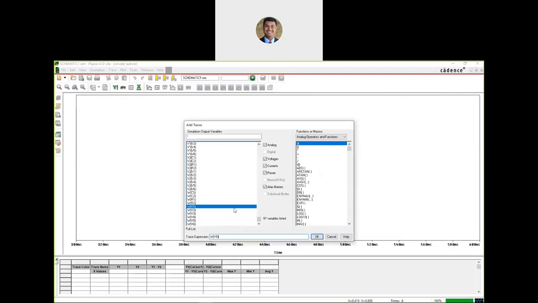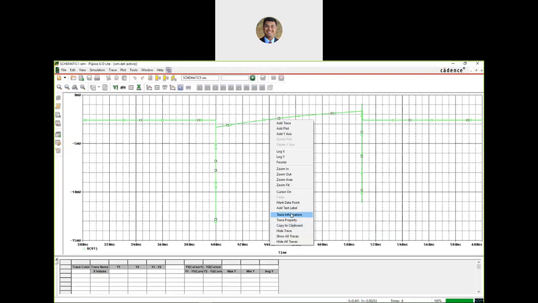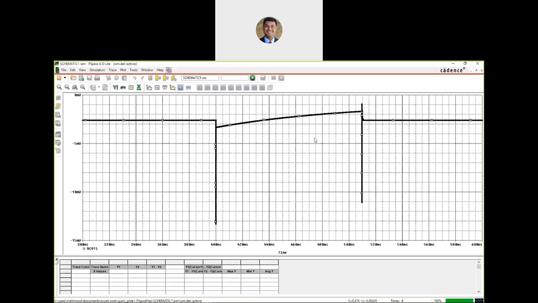So V1 is my DC power supply, and W, which stands for wattage, is going to give me the instantaneous power that is supplied by this voltage source. So W for power, V1 for the component that we are monitoring, and I'll say OK. So when I say OK, let me actually change the color here. Perhaps red, and slightly make it thicker. Yeah. So as you can see here, this is power consumption as a function of time.